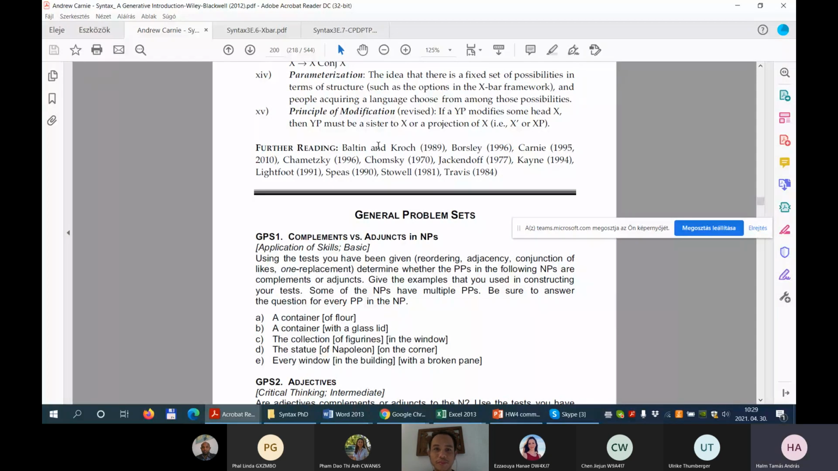Daddy, please. A container of flour is a complement, and for B, a container with a glass lid, it's a complement as well. Okay, I agree with the first one. I'm not sure about the second one, but let's try a couple of tests. So how could you show that A is a complement?